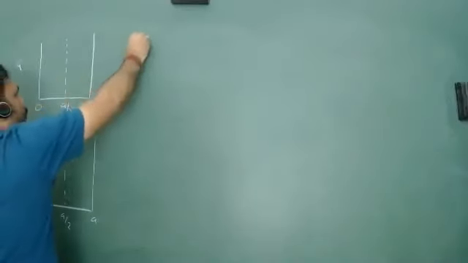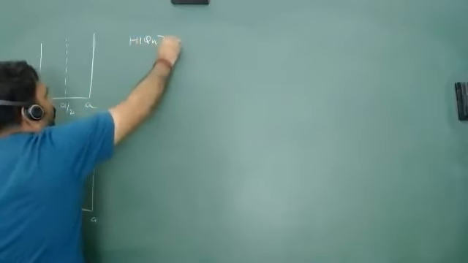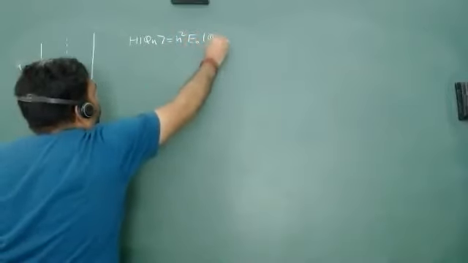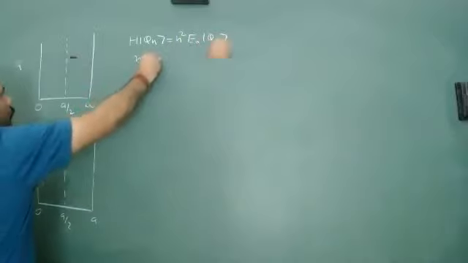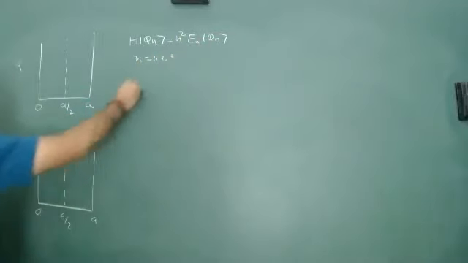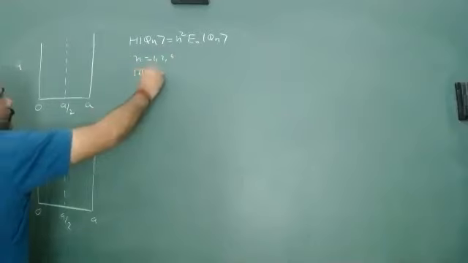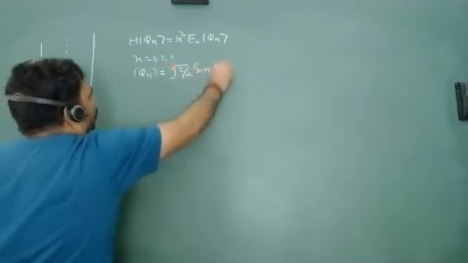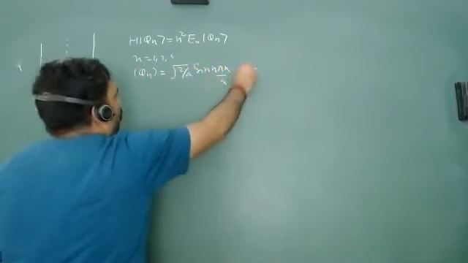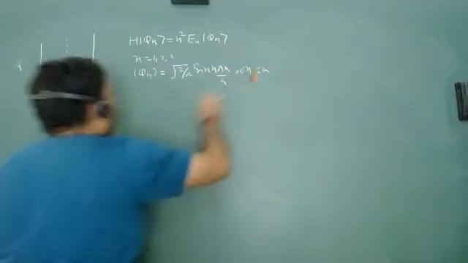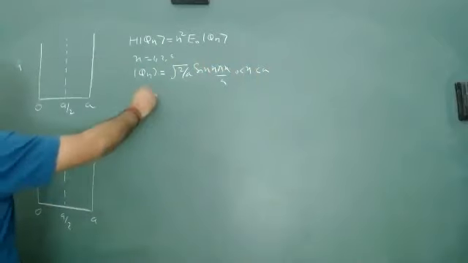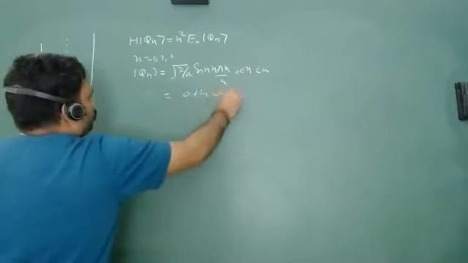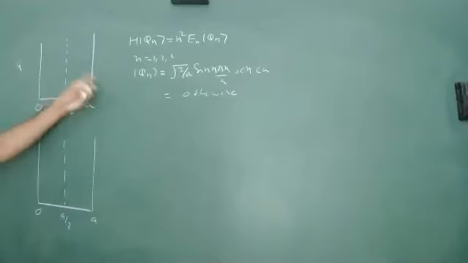The solution is H phi n is equal to n square E naught phi n, where n will be 1, 2, 3, and so on. And what is phi n? The phi n is root 2 by a sine n pi x upon a for x between 0 to a, and 0 otherwise. This is the solution for this particular thing.